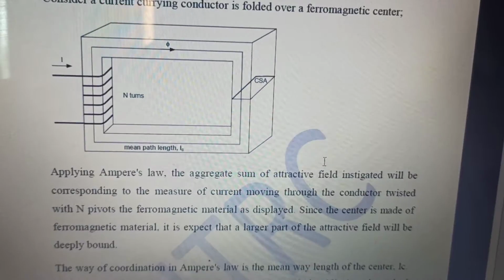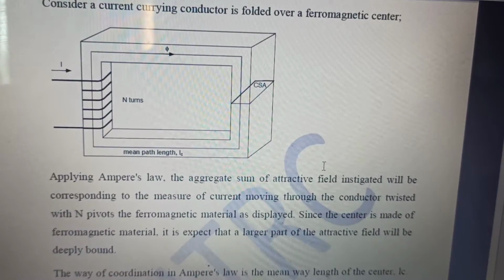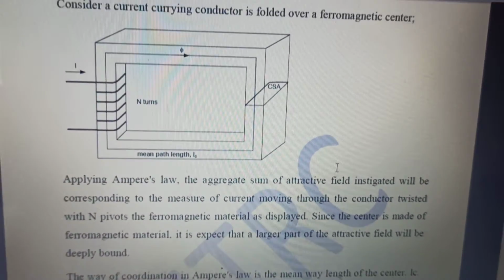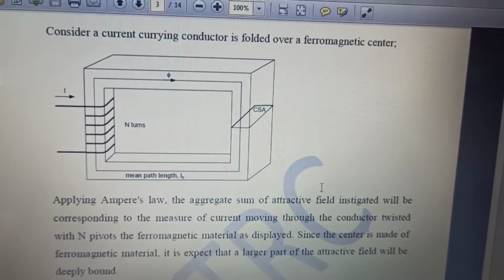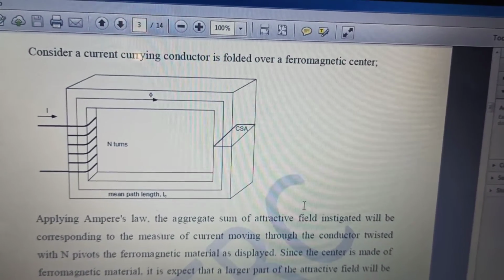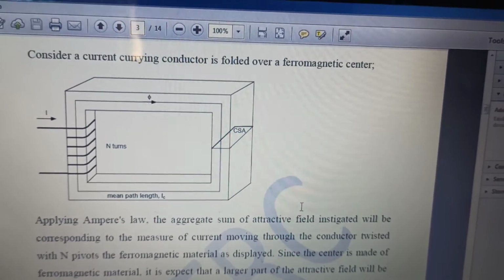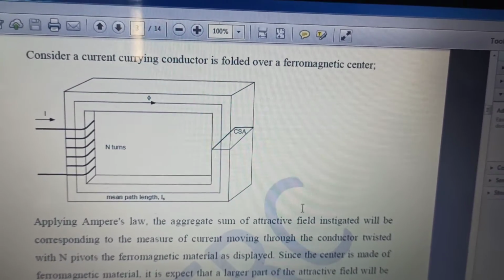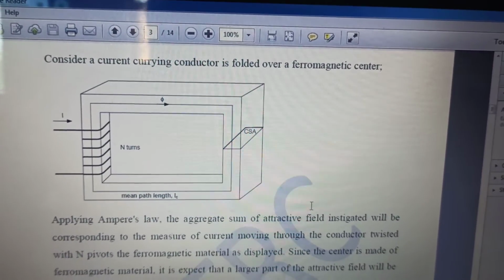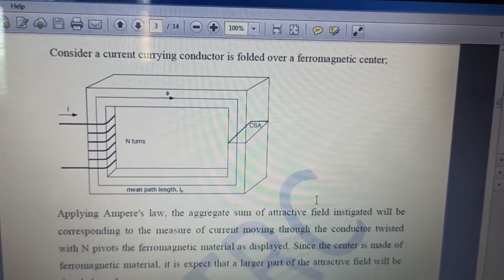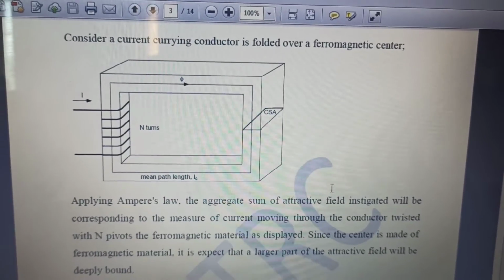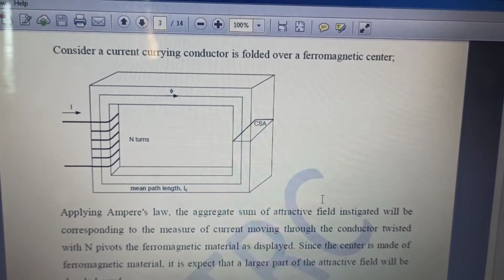So let's begin with the understanding of flux and MMF. This is very important. Consider a current carrying conductor as shown, carrying current I, and it is having N turns. Now we can very well understand. Another thing is that this is a ferromagnetic core. It means the core will be made up of iron.